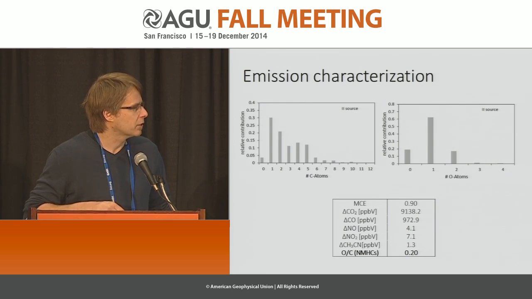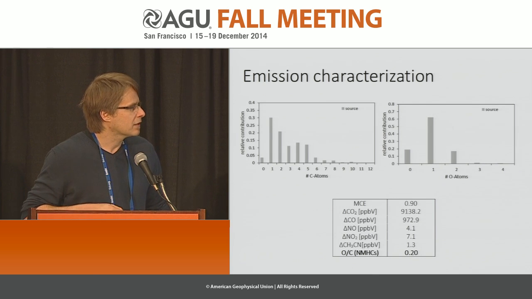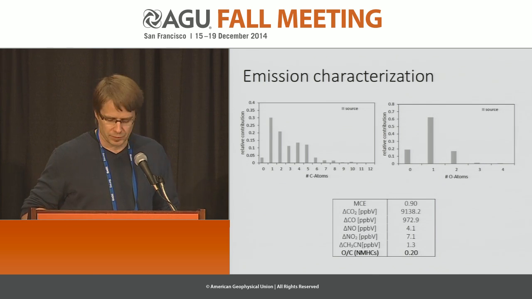So the MCE is 0.9. We have a 9 ppm enhancement in CO2, 0.9 ppm enhancement in CO, and 1.3 in acetonitrile. This is interesting because the O to C ratios are often reported in the gas phase. So we start off with 0.2.